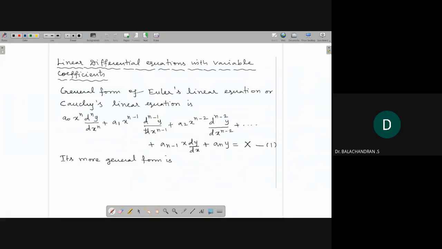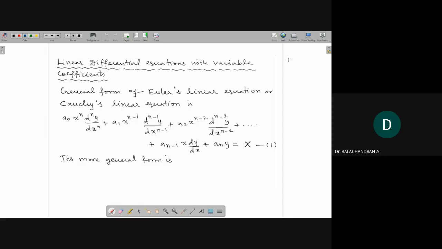So in the last 3 to 4 classes, I think so, we have been discussing linear differential equations with constant coefficients. There are 7 types we discussed. Type 1 is when the right hand side is an exponential function. Type 2 is when the right hand side is sin ax or cos ax. Type 3 is an algebraic function or polynomial in x.